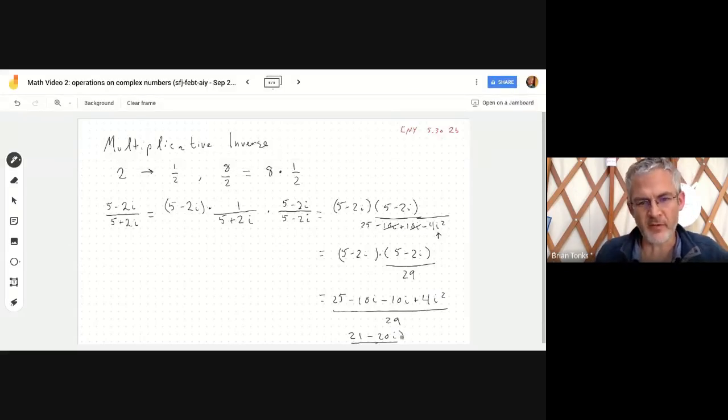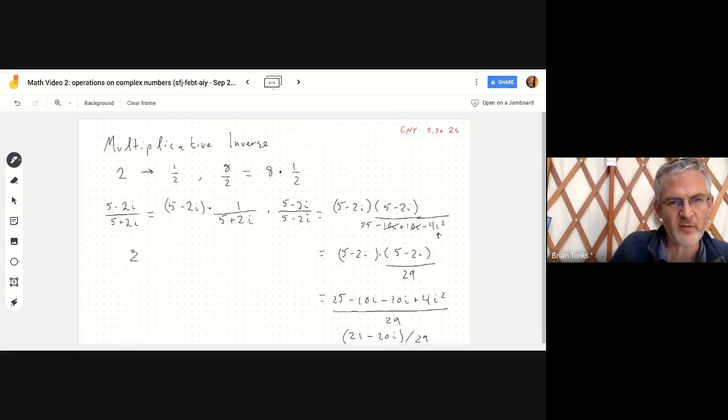All right, looks like it's going to be parentheses over 29, which if I were to write as a single number, I would probably write as 21 29ths, because that way I have a real component, minus 20 29ths and i. And that would be my answer.